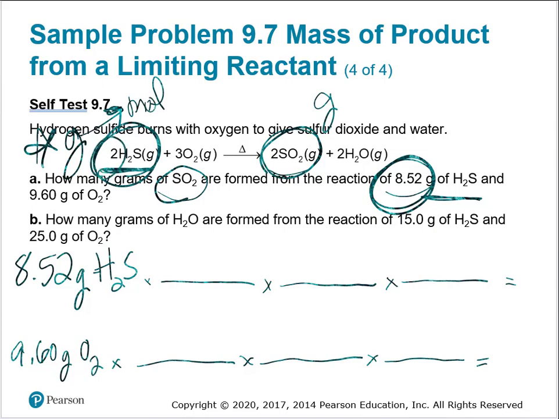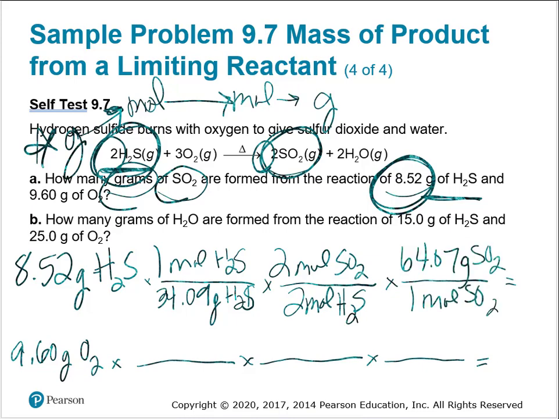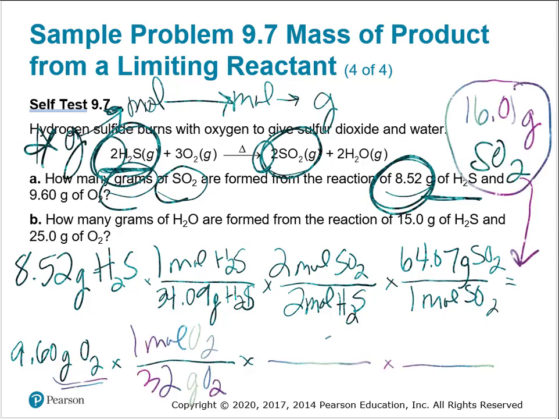Then I need to jump from moles to moles and then go from moles to grams because it wants grams. Let's start right off with finding our molar mass of H2S. I got 34.09. Then we look at our mole to mole ratio, and it's a 2-to-2 ratio. And then we need to go from moles of SO2 to grams of SO2. And we always find the molar mass for 1 mole of a substance. And adding up 2 oxygens and 1 sulfur, I got 64.07 grams. Plug and chug, and we should get 16.01 grams of SO2.